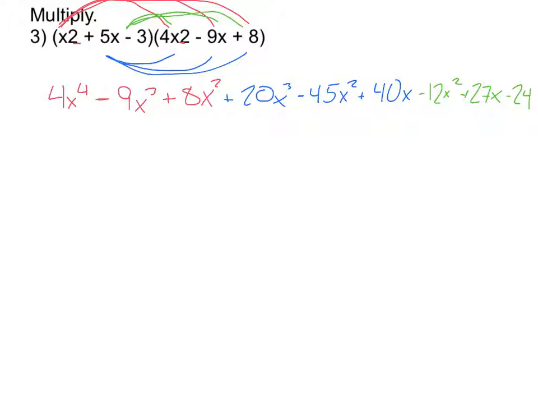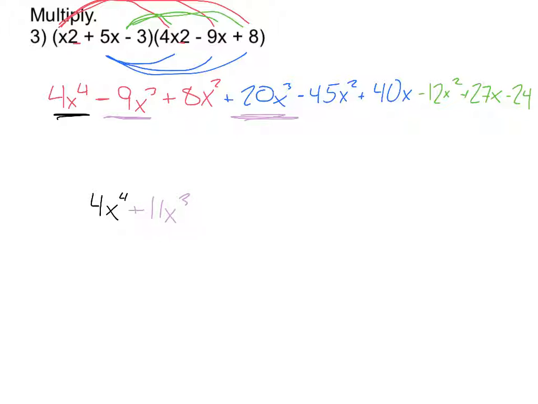And so now we look to combine like terms. So this is my only x to the fourth term, so that combines with nothing and it just stays the same. Okay, how about x cubed? Well, there's an x cubed and there's an x cubed. So we combine those and we get a positive 11x cubed.